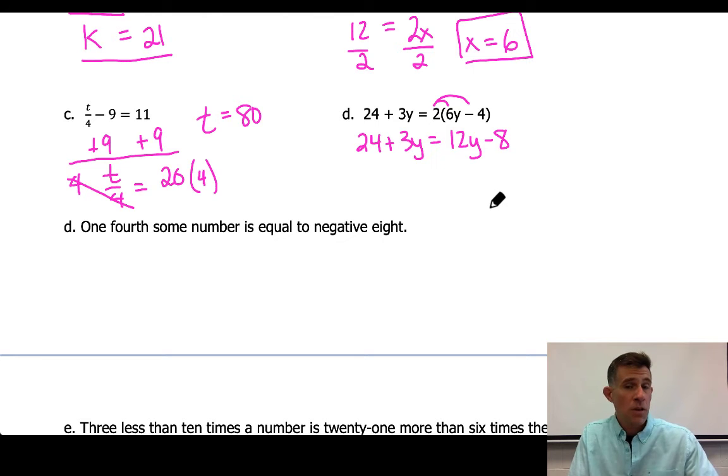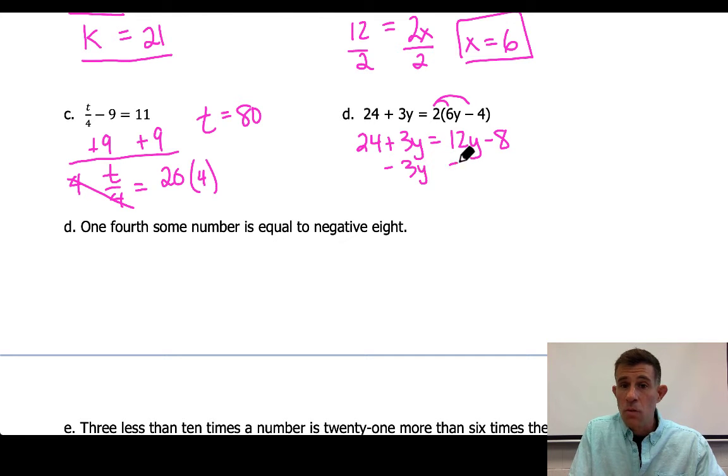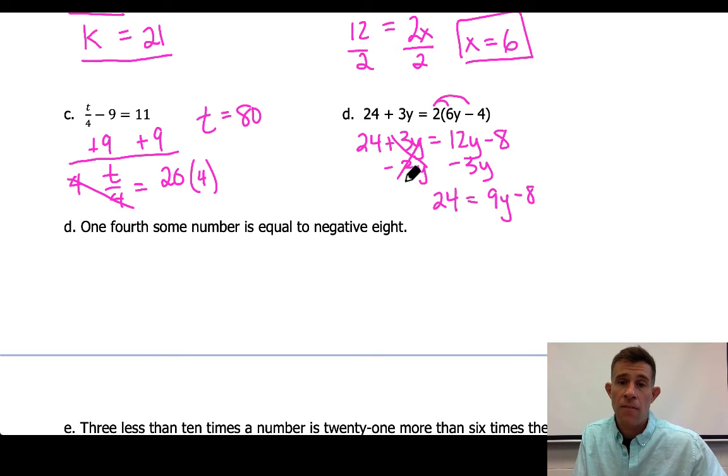I have an expression with y on both sides of the equal sign. So I'm going to start by combining those like terms. And what that means is I'm going to move the 3y over to the right side, and I'm going to do that by the inverse operation of addition, which is subtraction. So that leads me to 24 is equal to 12y minus 3y, which gives me 9y minus 8. All right, now remember my y's reduced to 0 on that left side.